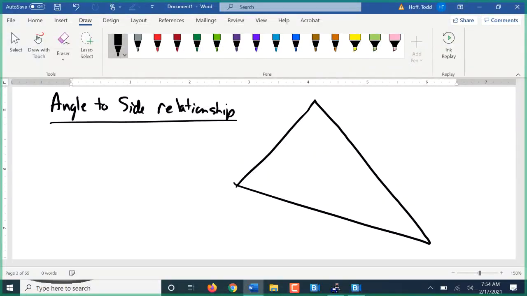In this triangle here, I'll call this A, B, C. That means this side over here would be side AB, side BC, and this is AC or CA, however you want to name it. If I change this angle, make it bigger or smaller, which side does it affect the most?